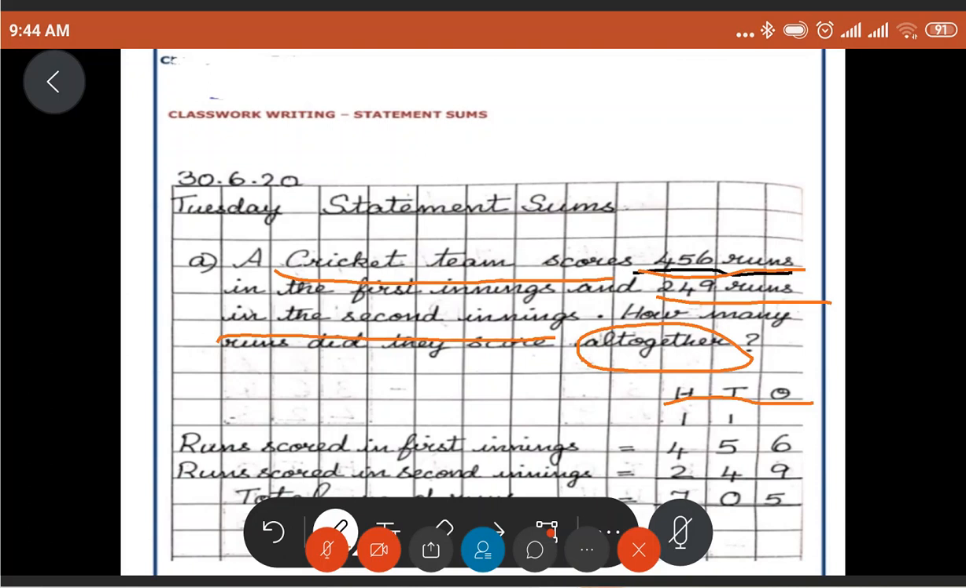249. 200, 4 tens, 9 ones. You have to mention it in the correct place. Then 456 and 249. What are we going to do? All together, so addition. Plus sign and then is equal to. Here they missed the plus sign. You have to mention the plus sign and then is equal to.